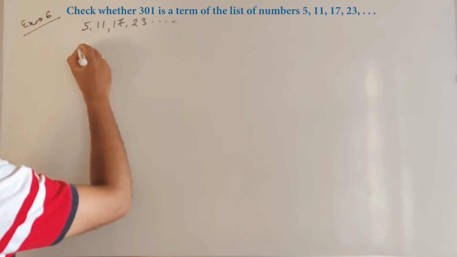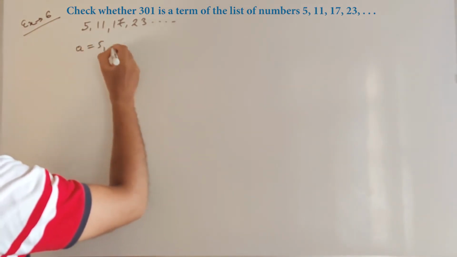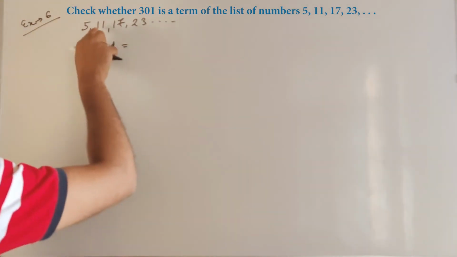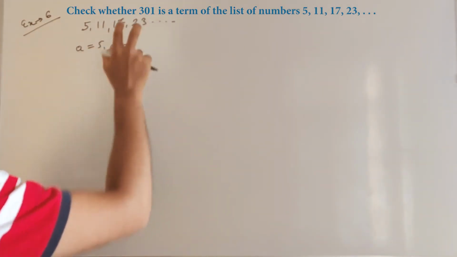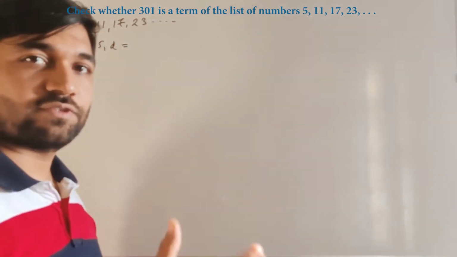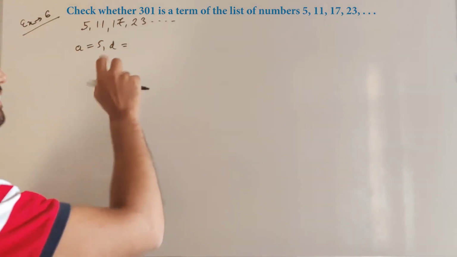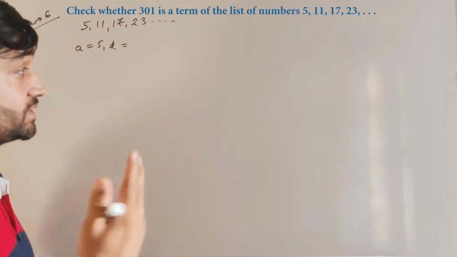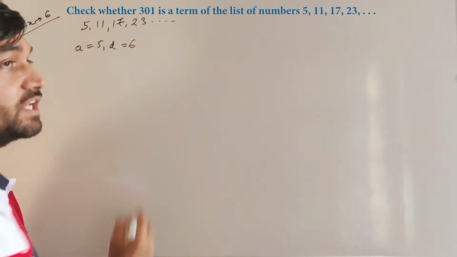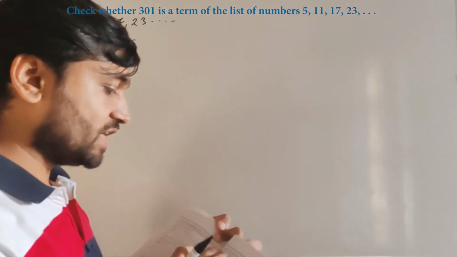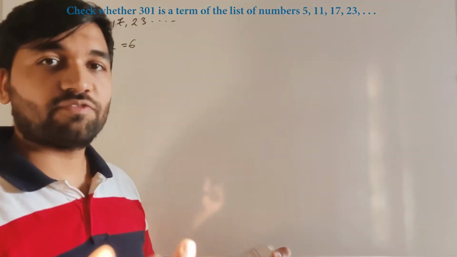So here the first term is 5 and I'll see if first of all it's an AP or not. To do that I'll quickly subtract these consecutive numbers and check whether the common difference value is the same or not. 11 minus 5 gives you 6, 17 minus 11 is 6, 23 minus 17 is 6 as well. So yes, this is an AP and the common difference value is 6. Now check whether 301 is a term of this list.